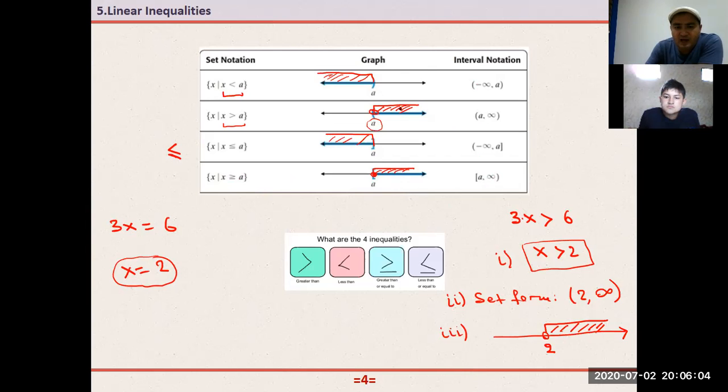And these are how we show the solution of inequalities. This is one way, that is the second way, and the third way. But you have to understand all these ways. Every time you solve a problem, you try to use all these methods to show your solution.